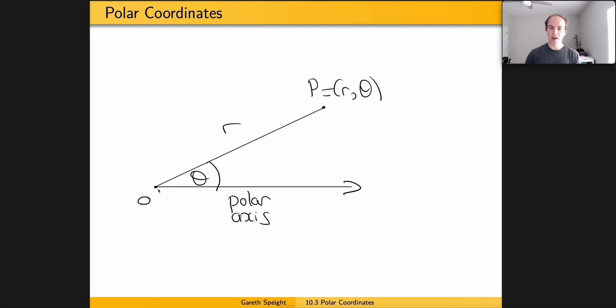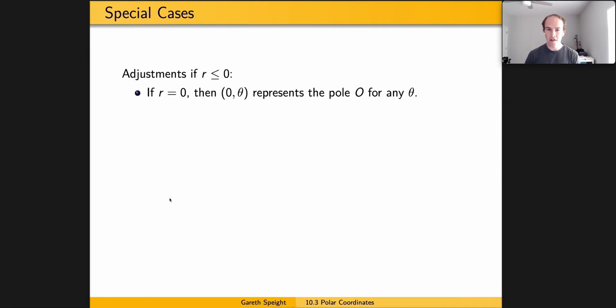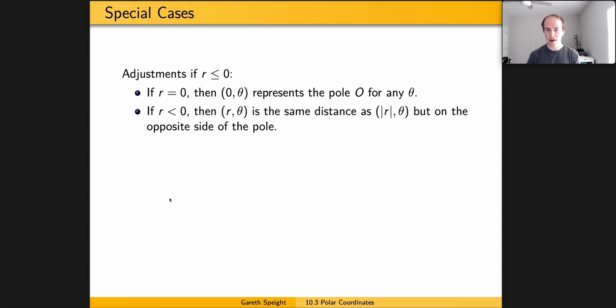And if r is negative, we make a convention that, okay, it doesn't make sense to travel a negative distance, but we make the convention that it's the same point, but on the opposite side of the pole. So rather than being here on the top right in the picture, if r was negative, it would be in the top left. We just flip the point through the pole. Okay, so as we just said, if r is 0, 0 comma theta represents the pole O for any theta. And if r is negative, we just flip the point through the pole.